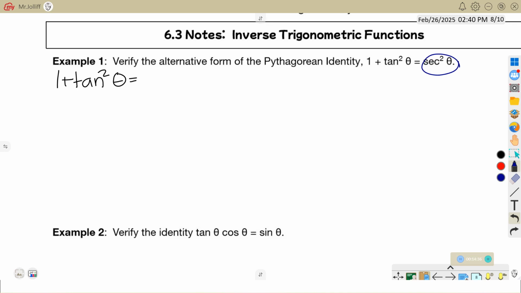So let's do Vani's suggestion first. Vani said let's do a substitution. What do we want to substitute here? Tan, what is tan?